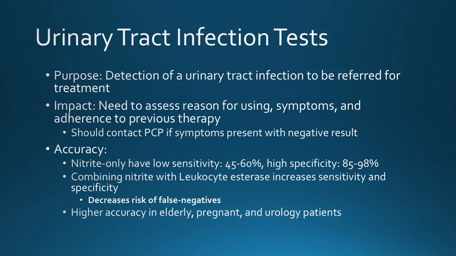The impact of these tests is kind of limited. You really need to assess the patient's reason for wanting to use the test. You should assess what symptoms they have that make them think they may have a UTI, and assess if they just had a UTI and just completed an antibiotic and how adherent they were. If a patient does perform this test and gets a negative result, but they're still having some of the symptoms that we discussed, like pain or blood in their urine, you should still encourage them to go to their doctor because there may have been an issue with the test and they still have symptoms of UTIs.